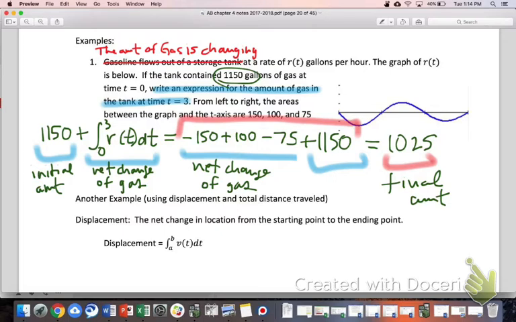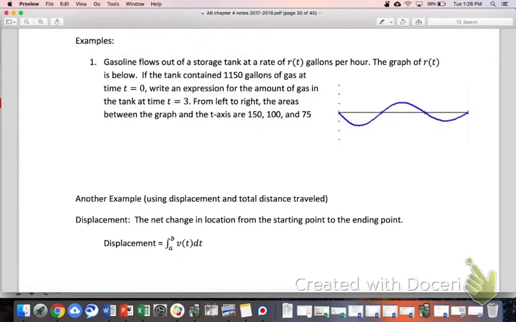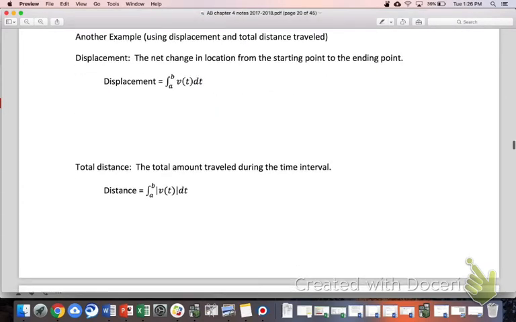Okay, cool. All right, take a look here at our next example. This is, again, the net change theorem. We're still talking about all the same stuff, but this is a different application of it. And this is using displacement and total distance. We have talked about displacement a little bit, but I don't know that we've talked about total distance all that much. So check this out.